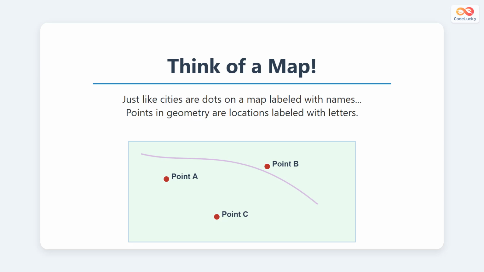If you are finding this abstract, just think of a map. On a map, cities are often marked with small dots and labeled with their names. In geometry, the cities are the points, and their names are the capital letters we assign to them.